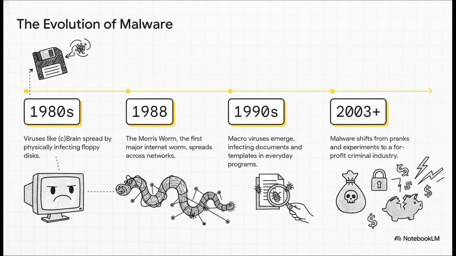Yeah, floppy disks. Then in '88, things got a little more serious with the Morris worm, the first major internet worm. It was actually created by a student as an experiment that, it got out of hand big time. But the real turning point? That was around 2003. Once online shopping and digital money took off, the criminals saw a huge opportunity. Suddenly, malware wasn't about pranks anymore. It became a full-blown, for-profit criminal enterprise.